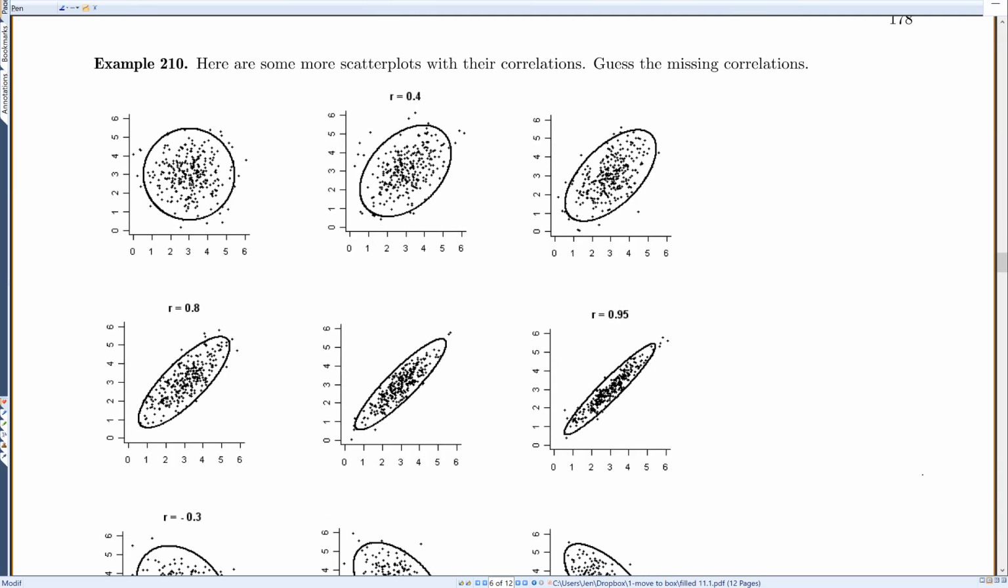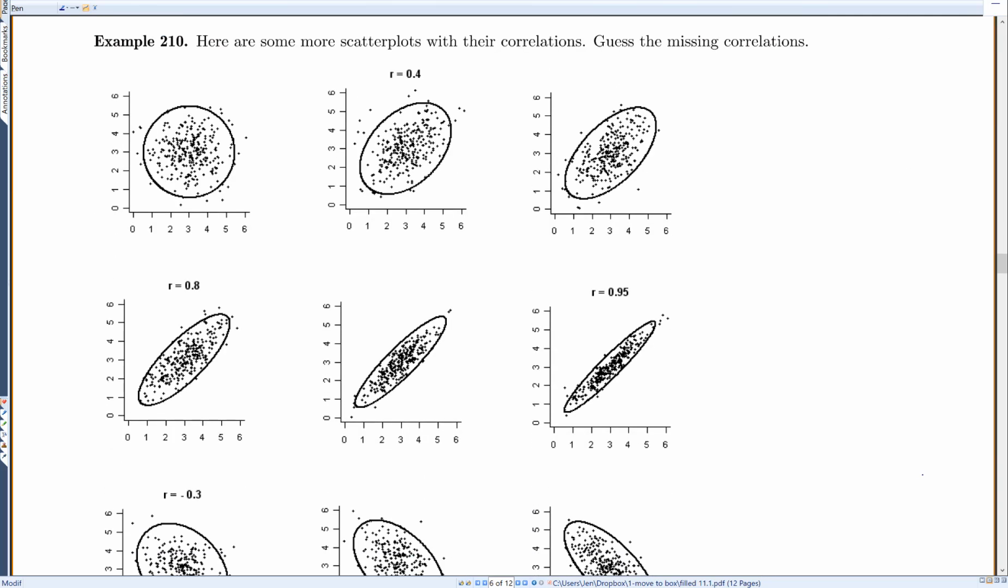So let's look at some more examples. So here are more scatter plots with their correlations, and we're going to guess the missing correlations. So when I look at this first one, notice how if I was to draw a football on a perfect circle, I can't figure out where does the line go. Does it go like here, here, here? Because the points just seem to be completely scattered. Okay. And so I'm going to guess this one to be a correlation of 0.